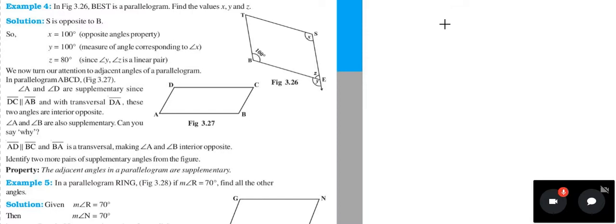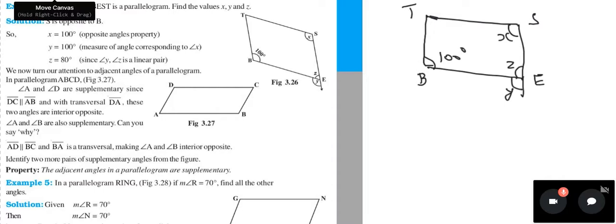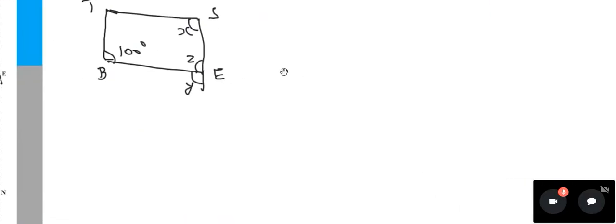We have been given, in figure 3.26, BEST is a parallelogram. Find the values x, y, z. So let me draw the parallelogram. So this is the parallelogram we have. Okay, I'm doing the freehand drawing. This angle is given as 100 degree. This angle is x and this is z. This is y. BEST is the parallelogram. Okay, so can you think of how to find the angles x, y, z?